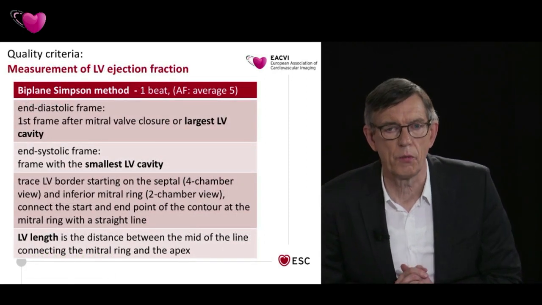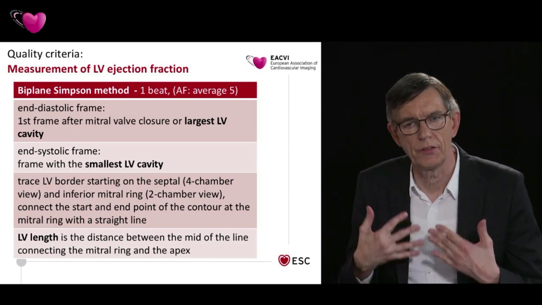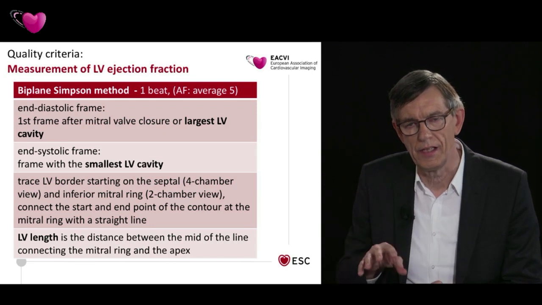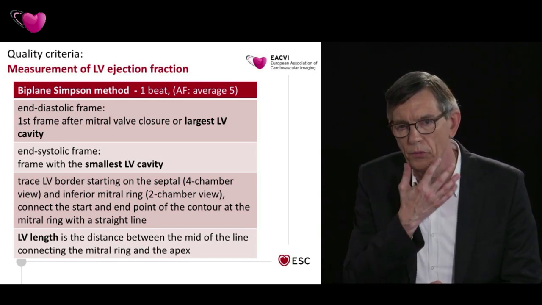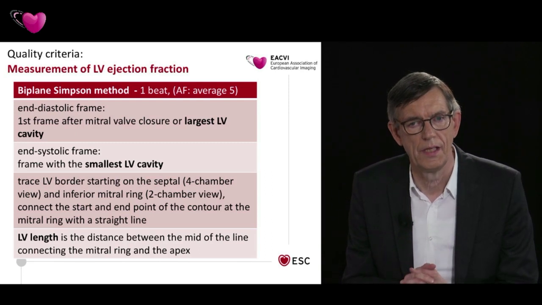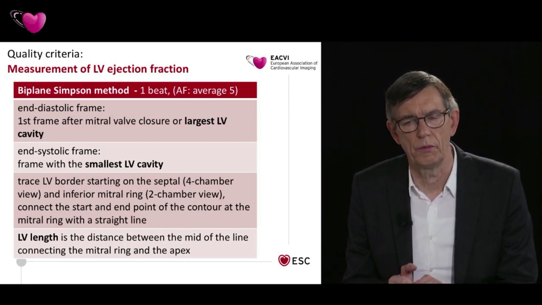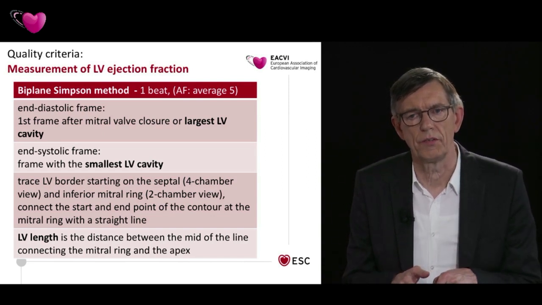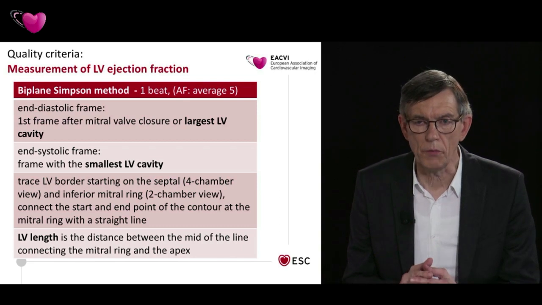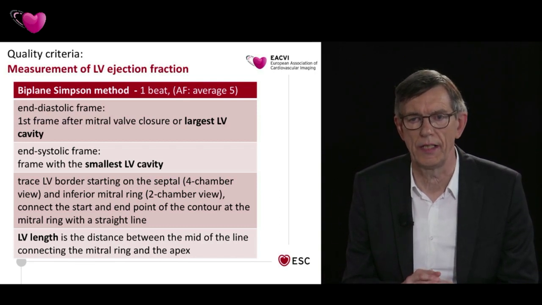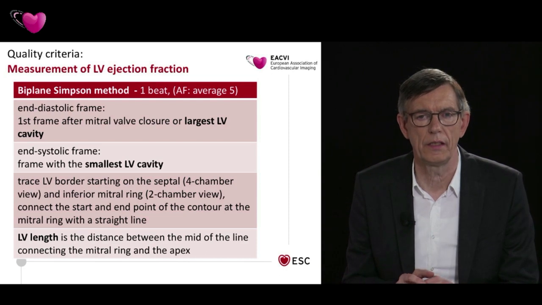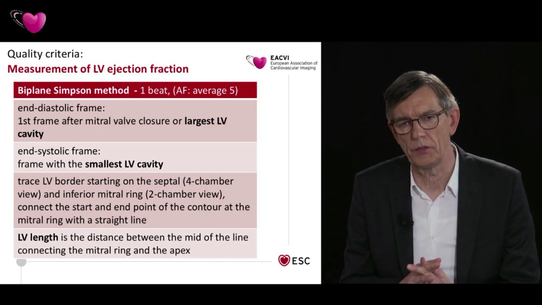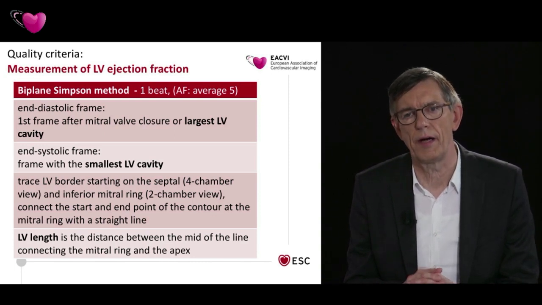So what are the quality criteria? Now, I will just go on with quality criteria starting at the point where Dr. Helfen ended. He already proposed to us how to select the right loops. So here is what we should do. We should use the biplane Simpson method, and we usually report only the results from one beat. Only in a patient with atrial fibrillation, we analyze several beats, 5 beats, and then report an average. The end diastolic frame has to be identified, and it's the first frame after mitral valve closure.